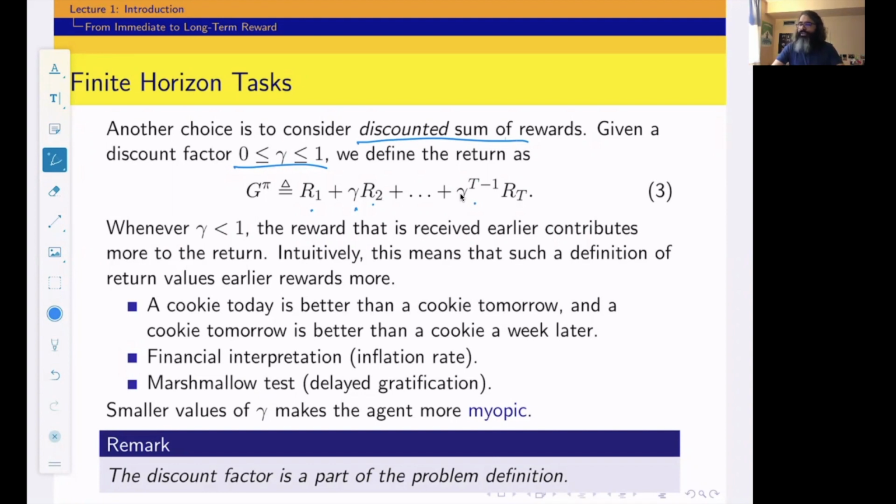Another comment is that smaller values of gamma mean that the agent is more myopic, and if it is closer to 1, it weights future rewards almost the same as current rewards. One remark here is that the discount factor is a part of the problem definition. It is not necessarily a parameter that you optimize. It essentially says that for this task, this is your discount factor, because the agent should be this much myopic or farsighted.